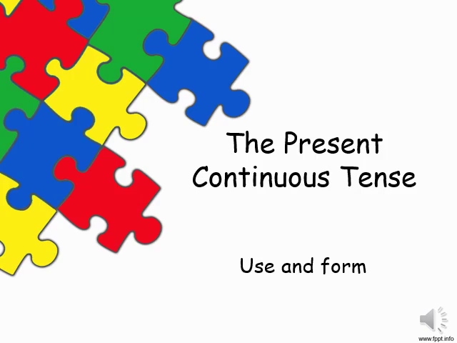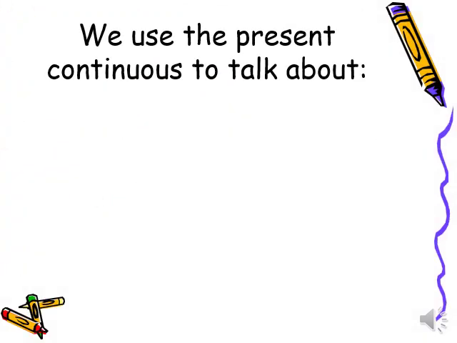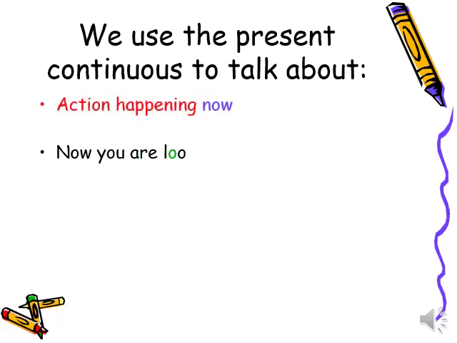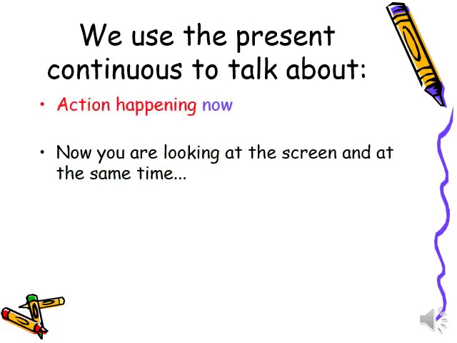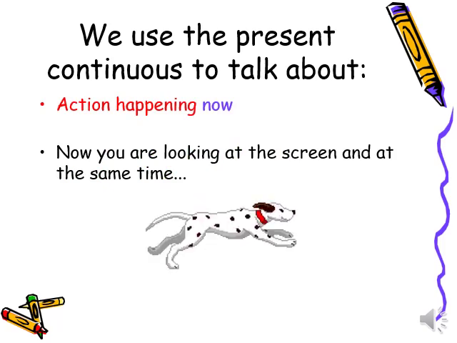Then let's talk about the present continuous tense, use and form. We use the present continuous to talk about actions happening now. Now you are looking at the screen and at the same time, oh, what can you say? The dog is running.